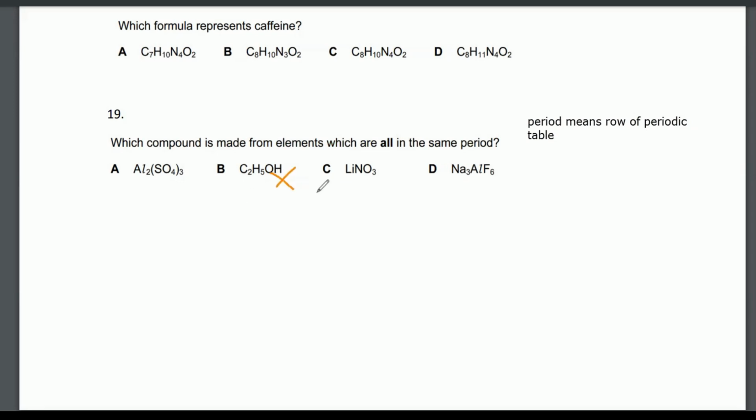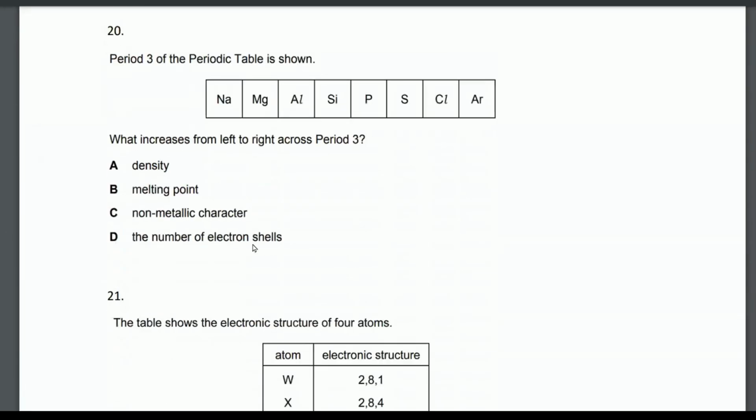So you've got like aluminium, sulfur, and oxygen. Well, sulfur is below oxygen in its group, so they're not the same period, sulfur and oxygen. Hydrogen is above carbon or oxygen, so B is wrong as well. Now you'll find that lithium, nitrogen, and oxygen, they are all in the same period.